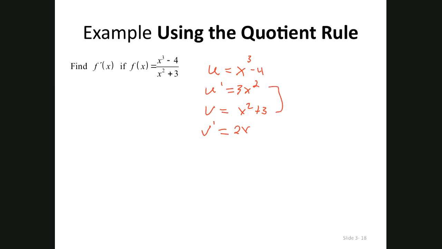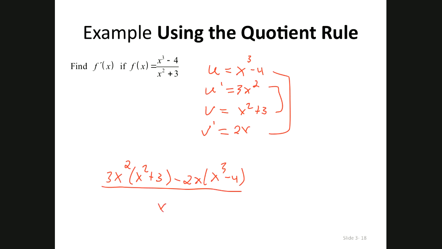Now, some books will make you multiply this all out. I'm not going to. So you've got 3x squared times x squared plus 3 minus outside. So that's 2x times x to the third minus 4, all over bottom squared. Well, that's x squared plus 3 quantity squared. Now, I'm not asking you guys to multiply this out. There's no way. Just leave it as is. It doesn't make much of a difference if you multiply everything out and end up with 3x to the fourth plus 9x squared minus, I don't need that.